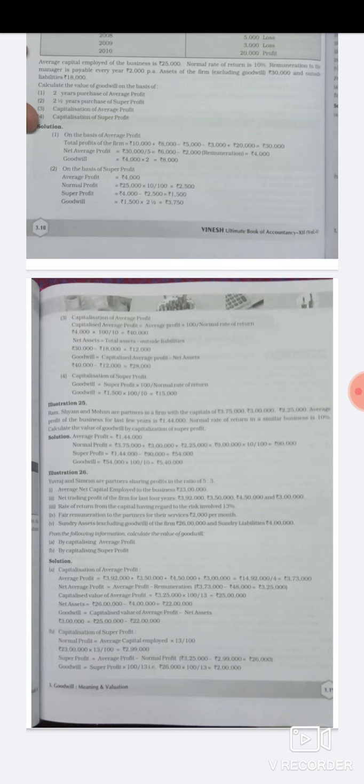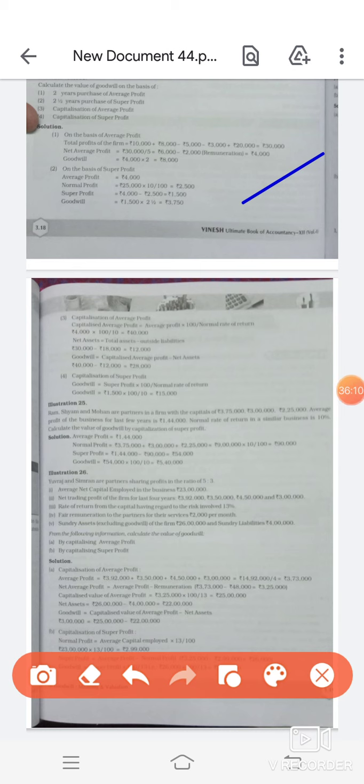Okay, and come to the capitalization of super profit. It's a very simple formula: super profit into 100 divided by normal rate of return. Super profit we already calculated in the second method itself, so no need to repeat the same steps. Okay, so very simple sums. Do all these sums.